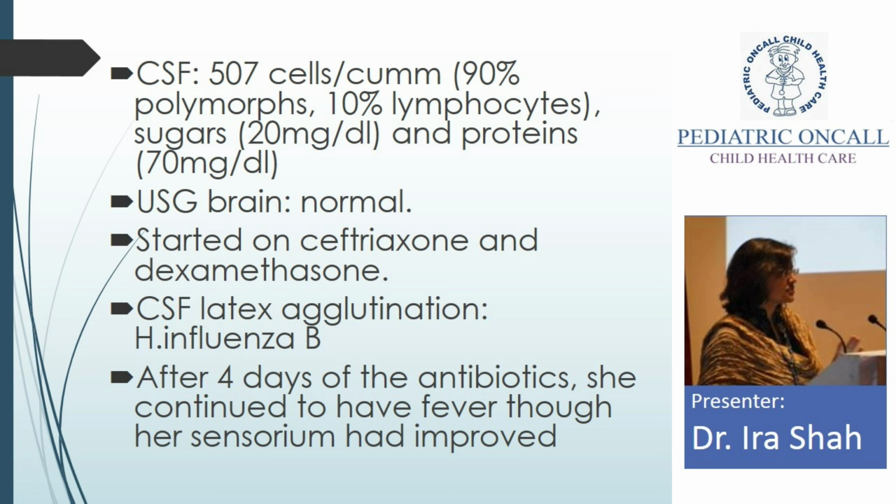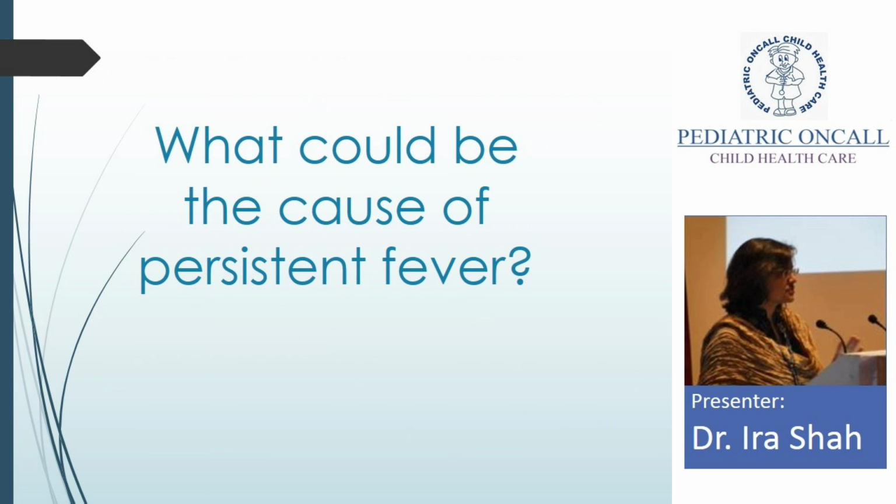Her latex later on comes as H influenza B. So you're correct in your treatment. Dexamethasone has been stopped after 48 hours. After 4 days of antibiotics, her fever still continues. Her sensorium has improved. Now you start wondering, why is it behaving like this? This is an uncomplicated meningitis. This child should have got better with ceftriaxone. Why is the fever just not coming down? So what could be the cause of persistent fever? Yeah, so we are thinking of a resistant bug. So that's exactly why I'm asking, should we change the antibiotic?